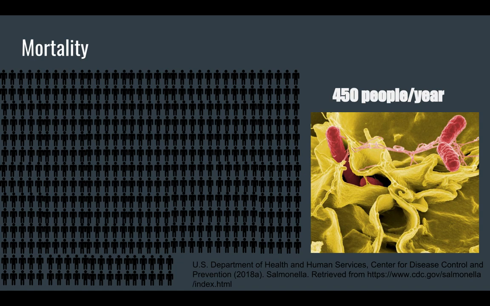The U.S. Department of Health and Human Services reports that each year there are approximately 450 deaths that result from Salmonella in the United States. More specifically, between the years of 2009 and 2015, Salmonella was observed to have the second highest mortality rate of 20% out of all foodborne illnesses. The foodborne illness with the highest mortality rate of 52% was observed to be Listeria monocytogenes.